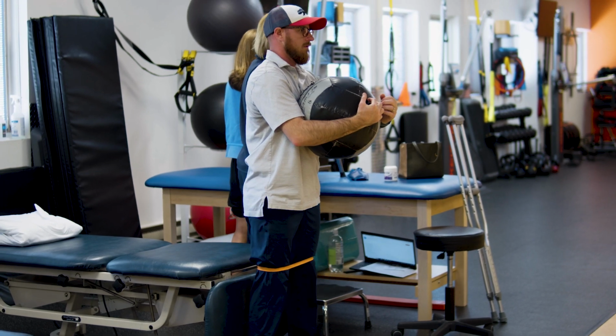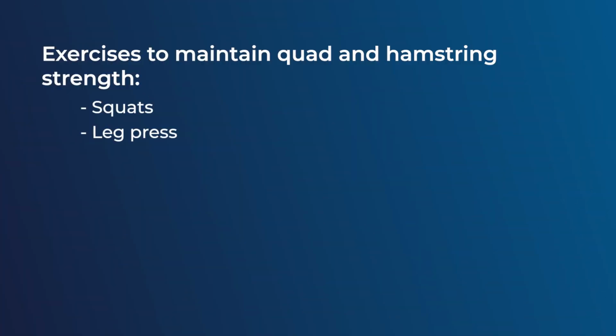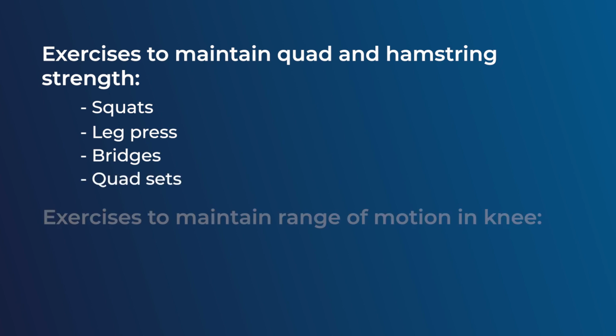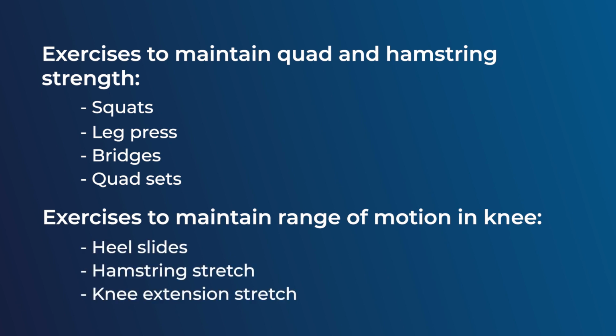So things that you guys can do to make sure that you're keeping a good amount of quad strength and hamstring strength would be things like squats, leg press, bridges, quad sets. Things that you guys can do to make sure that you're maintaining good range of motion in your knee would be things like heel slides, hamstring stretch, and knee extension stretch.